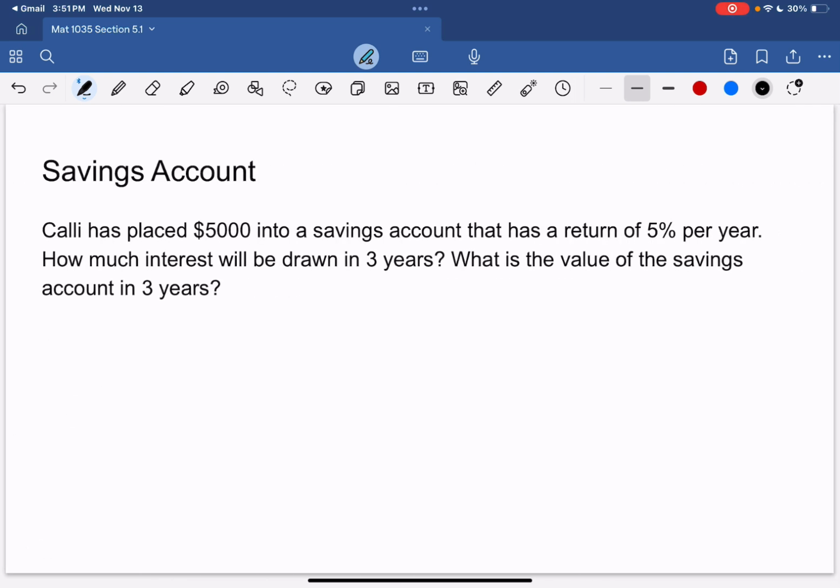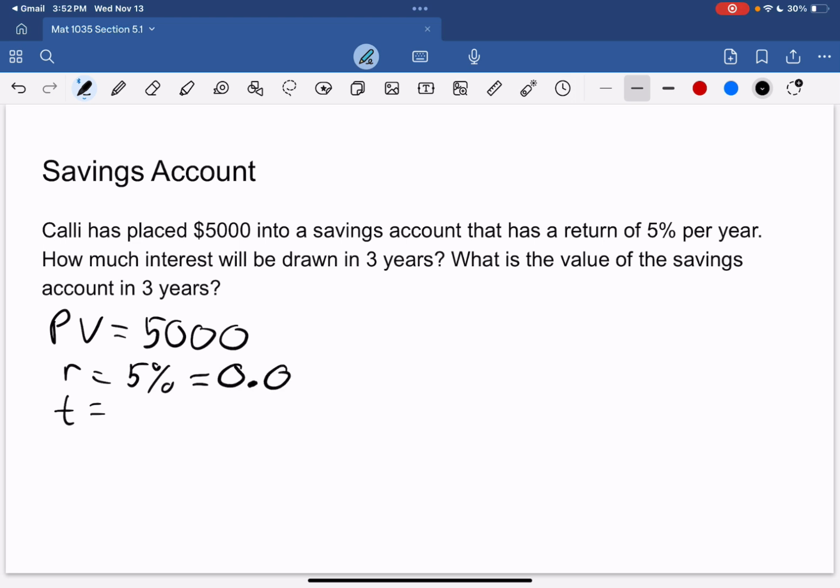So let's say that we have this savings account. Callie has placed 5,000 into a savings account that has a return of 5% per year. To keep track of everything, we need PV, lowercase r, and T. PV is present value, so we put 5,000 into the account. R is 5% per year. However, we need it as a decimal, so I move the decimal twice, divided by 100, so it's 0.05. And my time is 3 years.